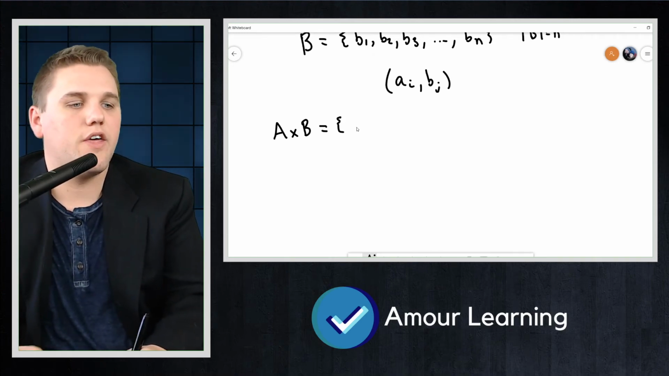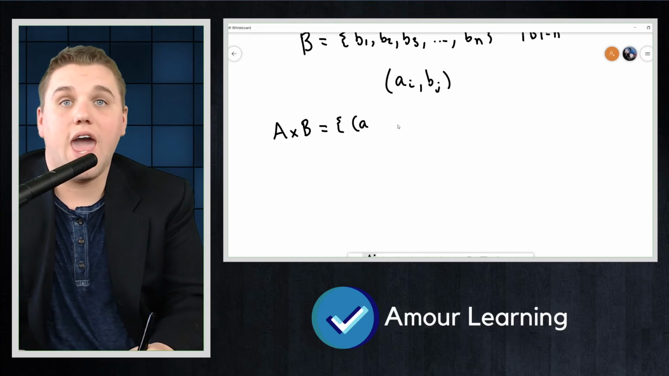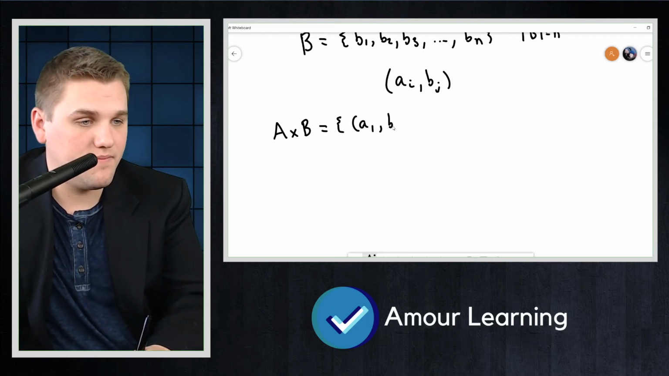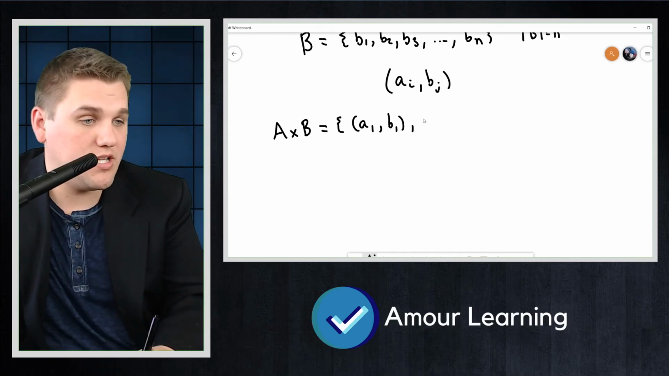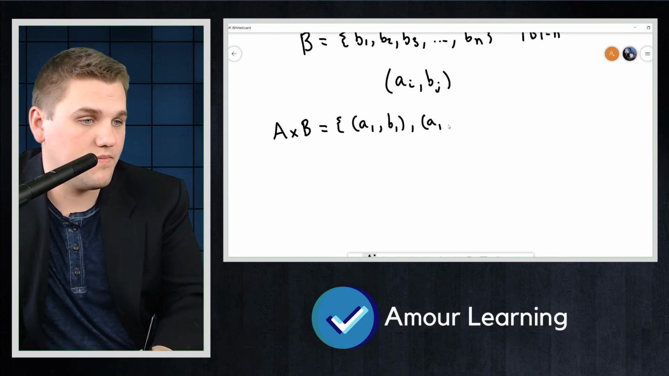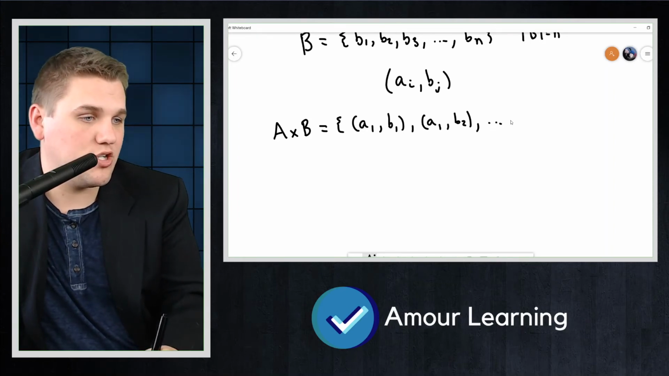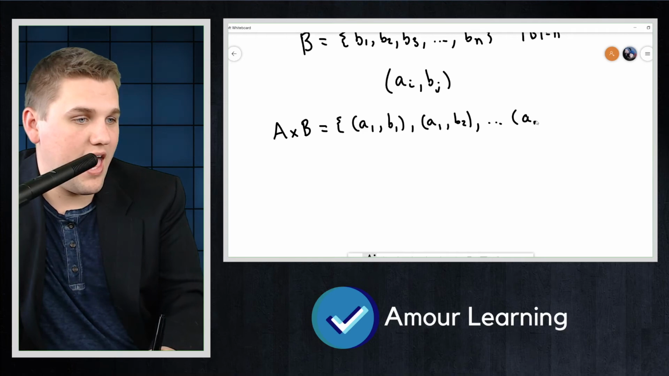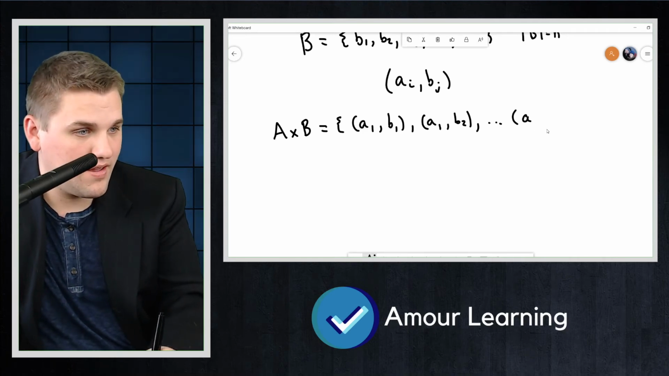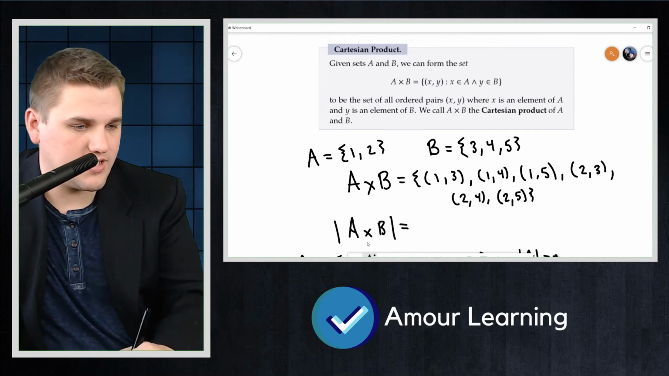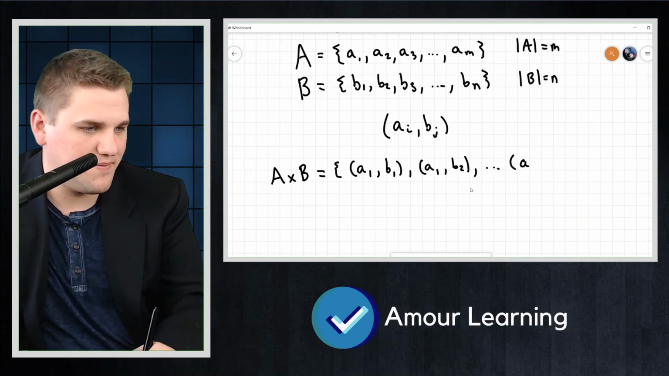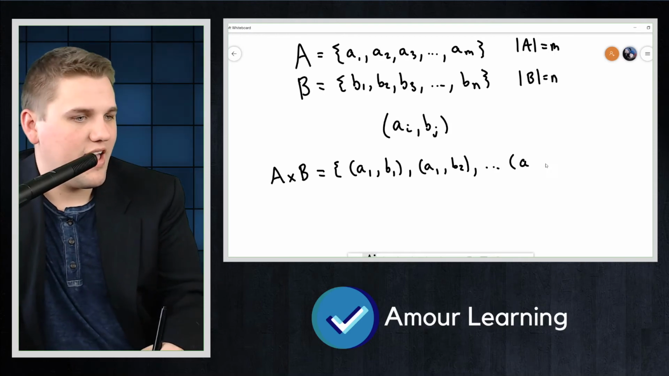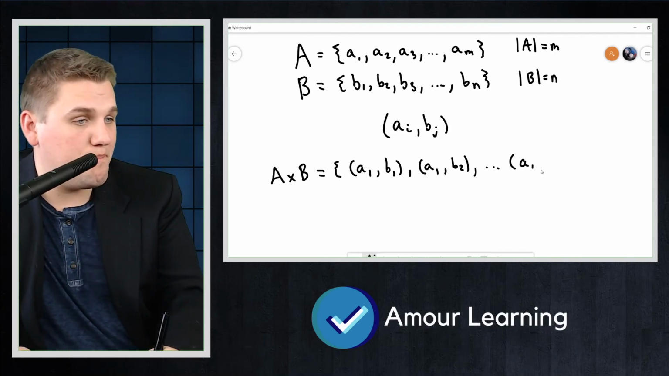Well, there's (A1, B1). That's in there. There's (A1, B2). And technically all the way up to (A1, BN).